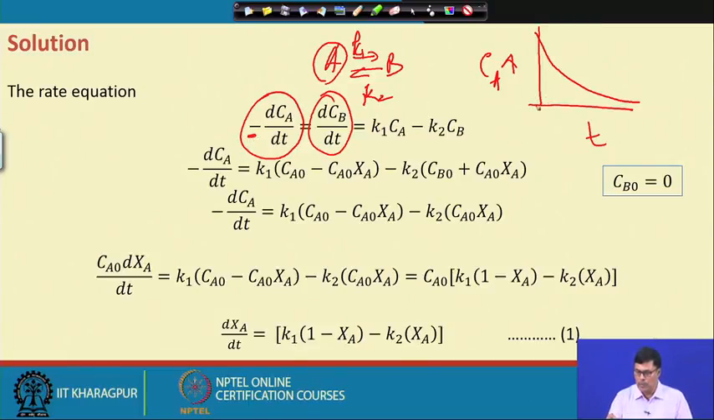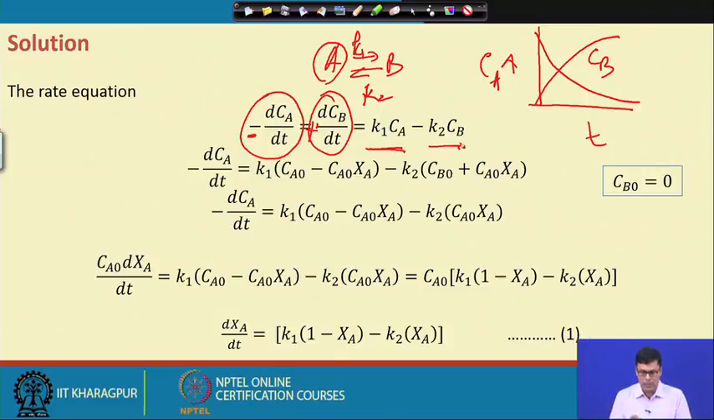Now, if we consider B, this is Cb, so it is a positive slope, so it is positive. Here is positive, here is negative. Now, this K1 into Ca is the rate of forward reaction, and K2 into Cb is the rate of backward reaction.